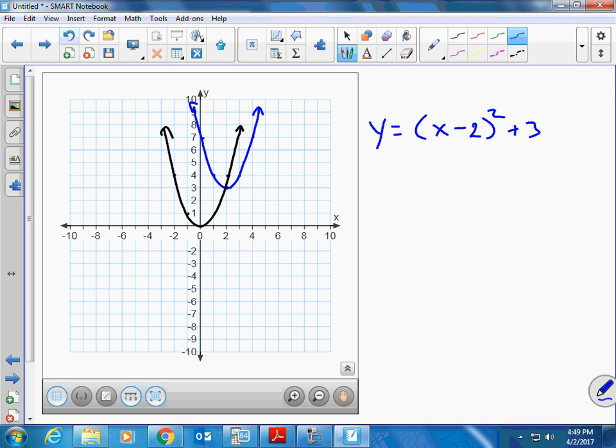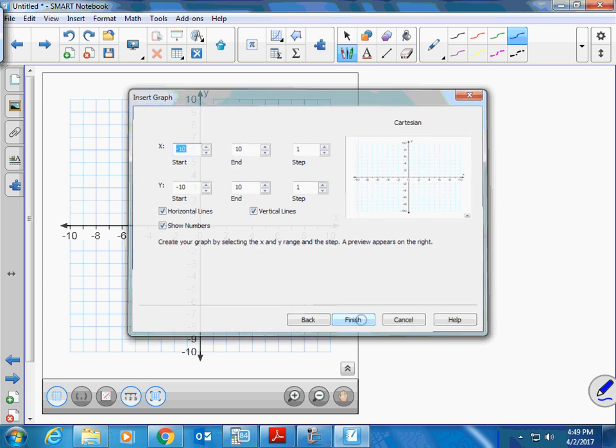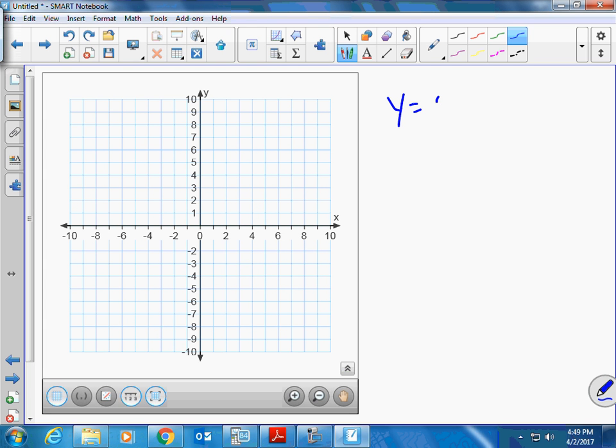Okay. I'm going to stop with that for right now. No, I got to do one more. Sorry, because the book does one more. What happens now if I stick a number in front of there? How does that affect my graph?